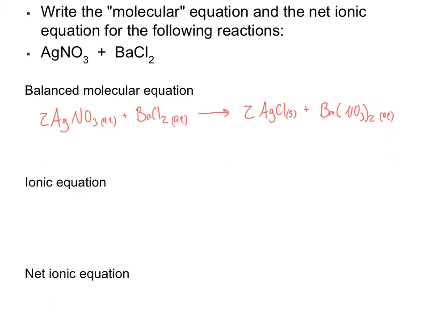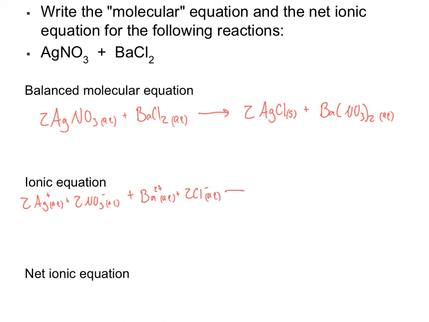And now we're ready to write out our ionic equation. We see that silver nitrate is aqueous, therefore we will split that up into its respective ions, remembering our coefficient here. And so we get our 2 silver plus ions plus our 2 nitrate ions. Barium chloride is also aqueous, and so we will write that out as its respective ions. We have 1 barium 2 plus and 2 chlorides.